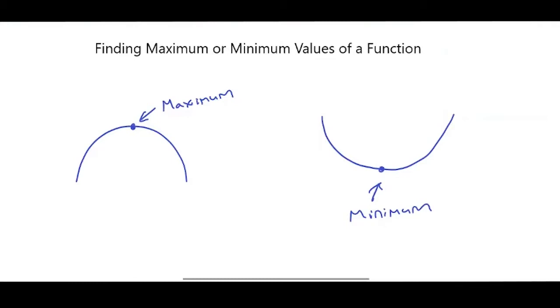Notice that the maximum is at the top of a negative function. If I were to graph this, it would be negative. While the minimum is the bottom of a positive function. So remember that if the function is negative, it's going to have a maximum, and if it is positive, it is going to have a minimum.